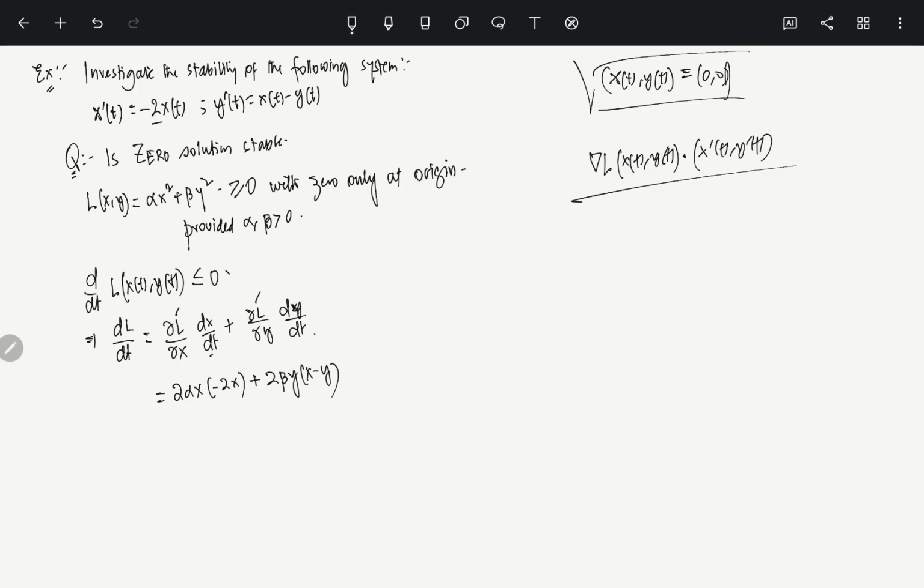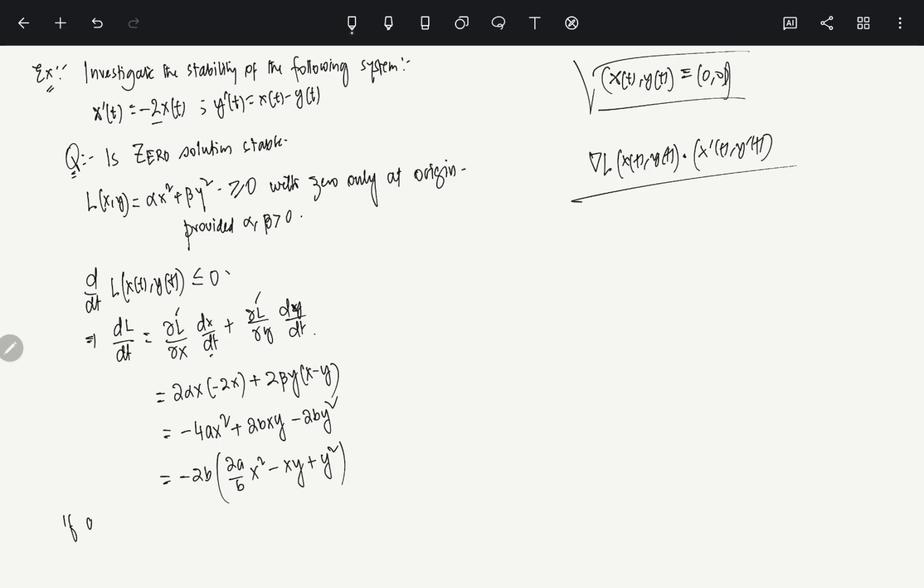Okay, so this will actually give us minus 4ax square plus 2bxy minus 2by square, right? That's your del y del t. And this you can write like this, minus 2b, let me write it like this: 2a by b x square minus xy plus y square. Is it okay? Yeah. Now you see, a and b are up to us, right?